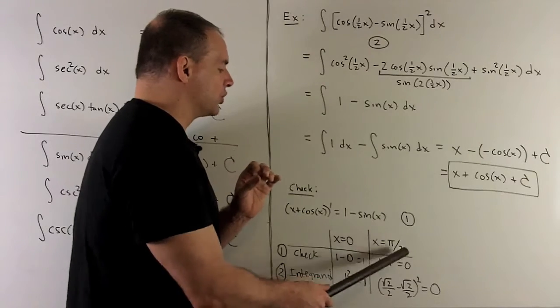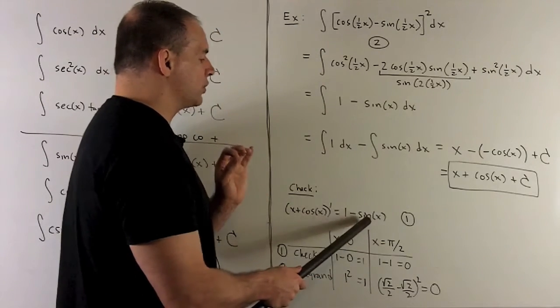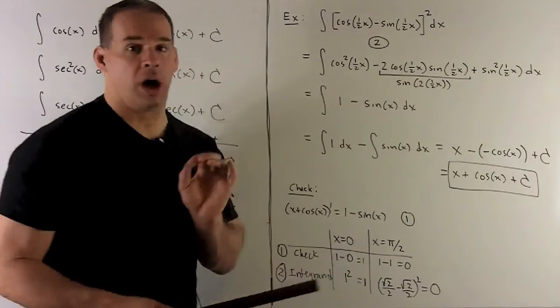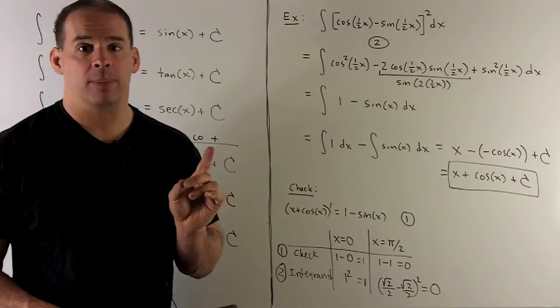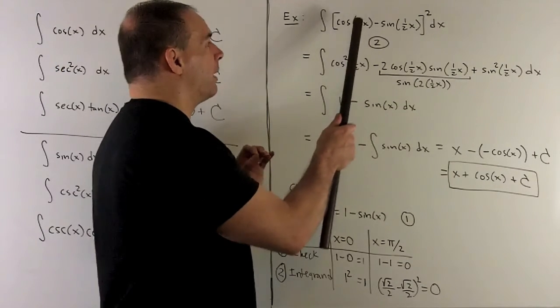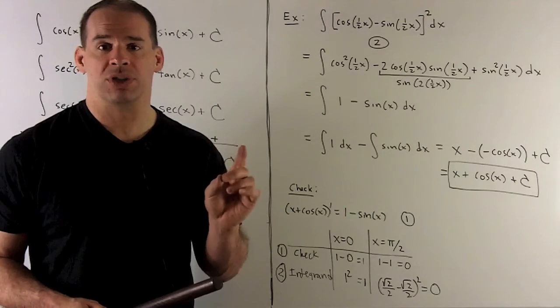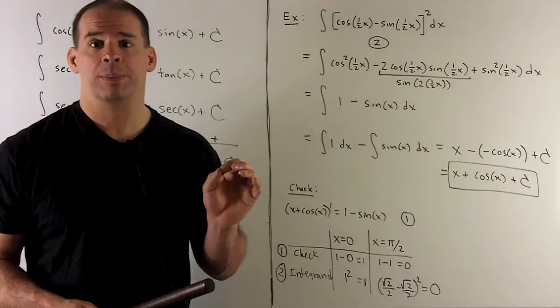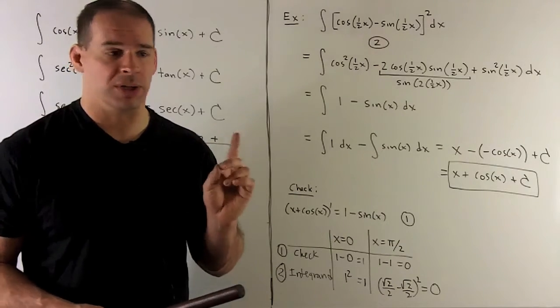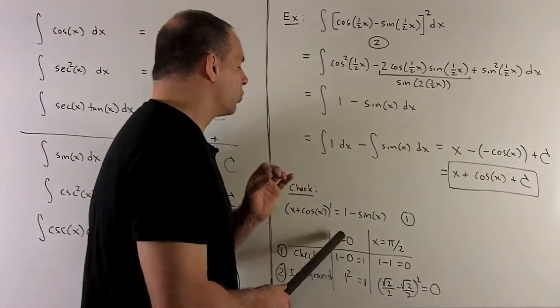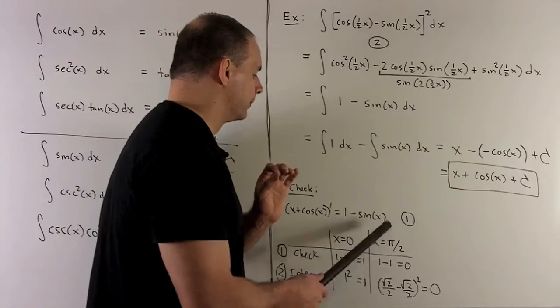If I try pi over 2, here, pi over 2 put in the sine, you get a 1. So we get a 0 coming out. Then here, if we put in pi over 2, we have cosine of pi fourths minus sine of pi fourths. They're both square root of 2 over 2. So we have a 0 squared, which is equal to 0. So we at least agree on these 2 points.